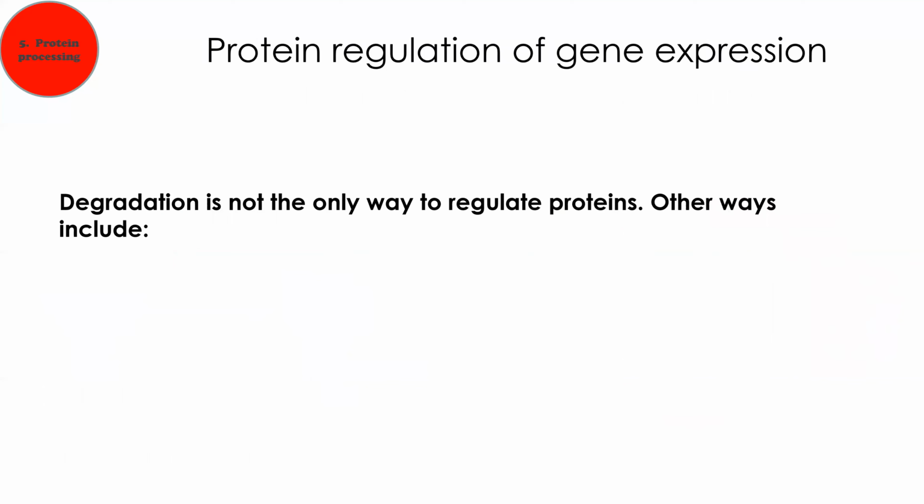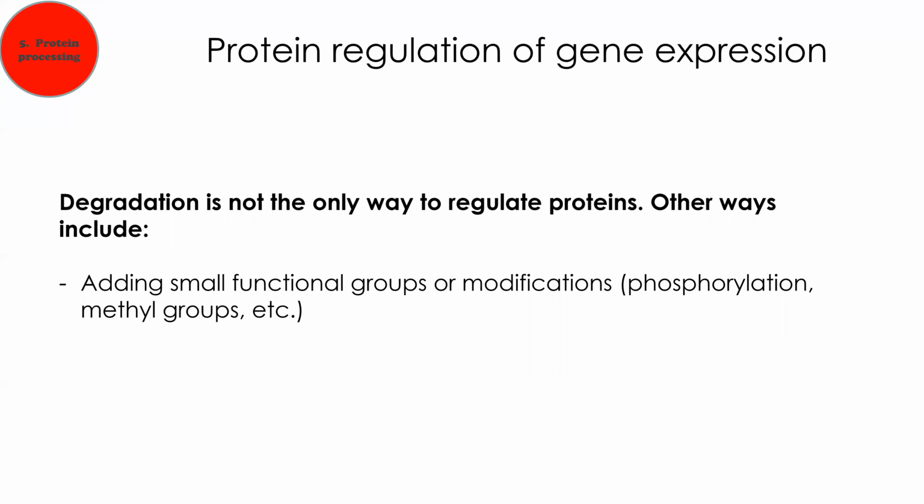But some other things that we've actually talked about before include adding small functional groups or modifications. So we can think about phosphorylation. How many enzymes in this class have been activated by adding a phosphate group, phosphorylation? Pretty much all of them that we've talked about. Okay, so we know that's a big one. Methyl groups, other small groups, acetyl groups, just all kinds of things you can do to proteins. You can add just different stuff to them.